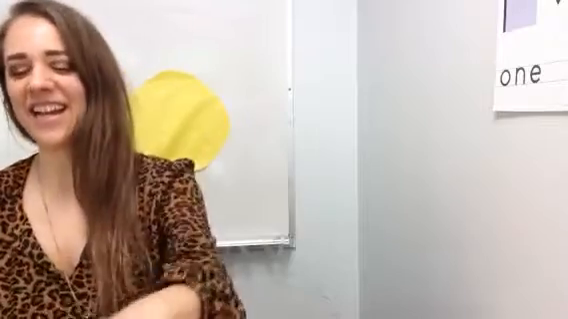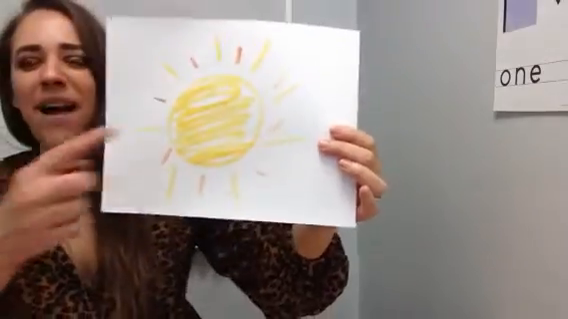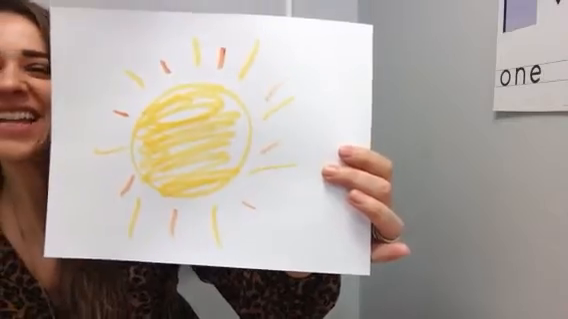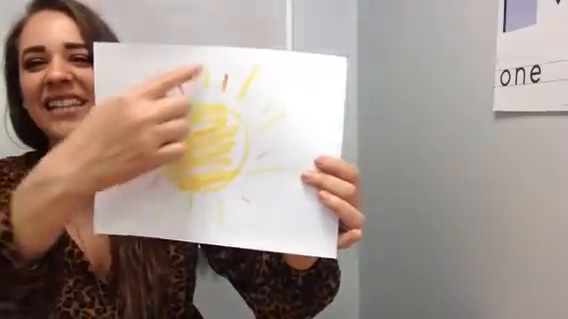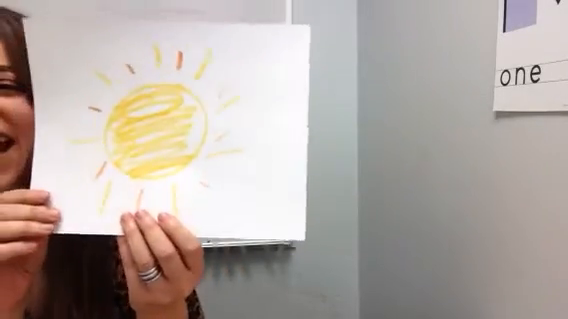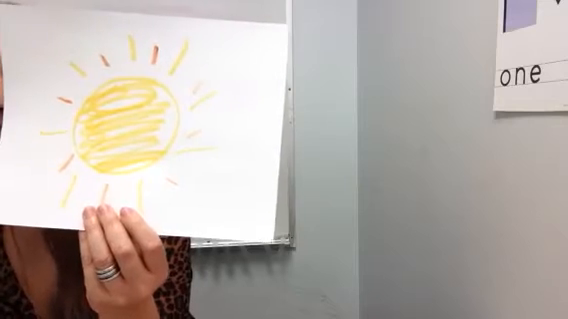Okay, let's look at them together. So here is my sun. Very good. Now, my sun is what color? Yellow, right? And do you see these lines around my sun? These are called sun rays. So the light radiating around the sun are called rays.